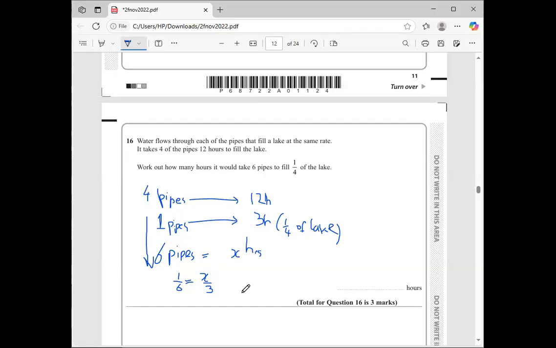We'll first find out what it would have done for that size, for that portion of the lake. If you can find out how many hours you can do for a quarter, then by extension you can calculate what it can do for a different measure.